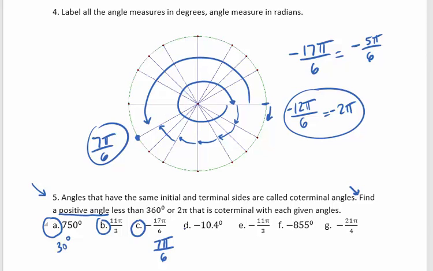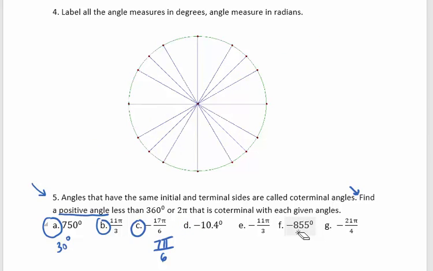All right, let's take a look at D now. Back to degrees, we're traveling negative 10.4 degrees. Okay, let's take a look now at question D. Negative 10.4 degrees. So go ahead now and pause your video player and answer that one.